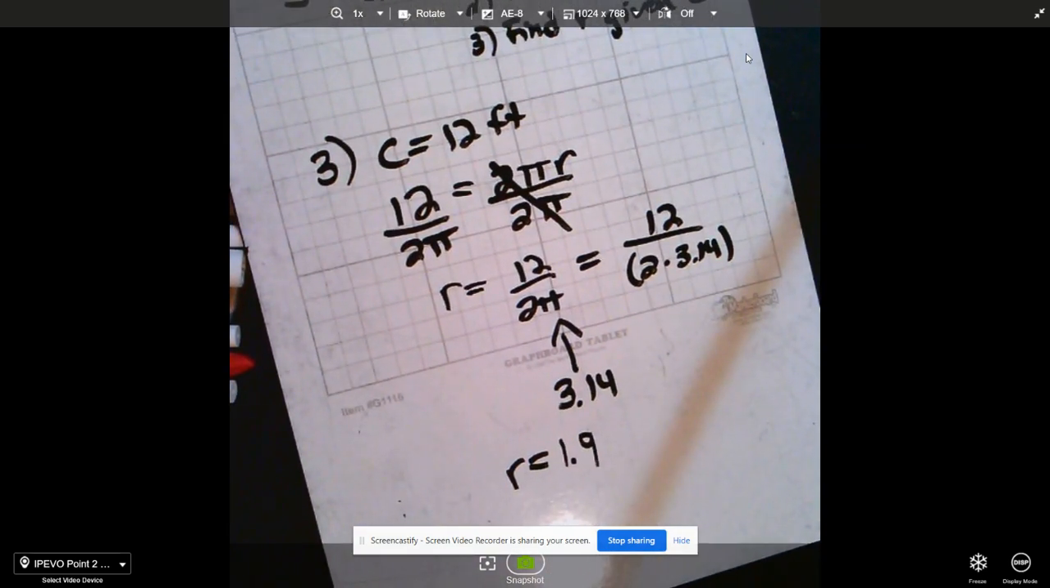So those are the 3 types of examples on the worksheet. If you have any further questions, let me know.